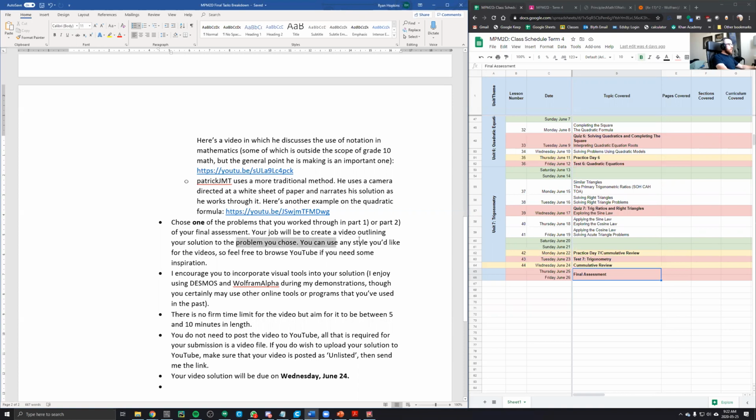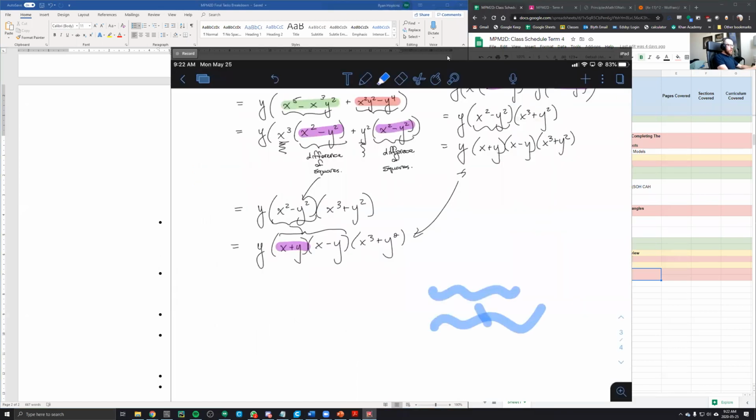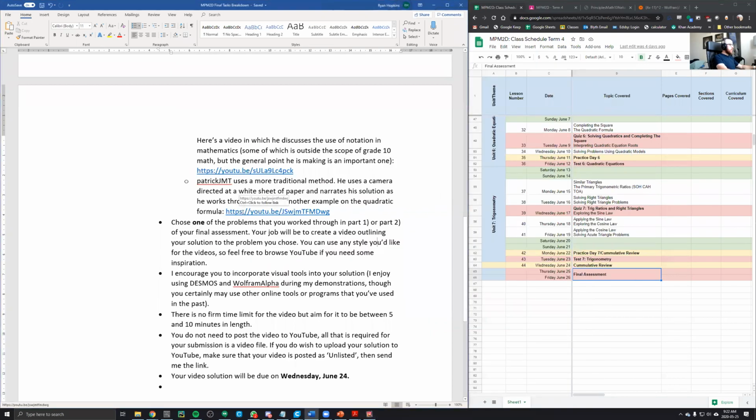You can use or adopt whatever style you'd like. So if you have a tablet handy and you want to doodle on the tablet and just narrate, that's totally fine. If you want to pull out a piece of paper, so here, let's see this one.